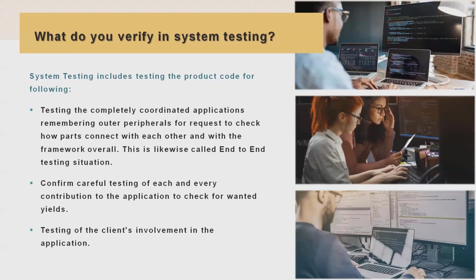It also confirms careful testing of each and every input to the application to check for the wanted outputs. Whenever we find defects, we have to report those defects to the business team, or even if we have some observations, we can inform the product owner or the business team so that they can take the final decision: is it really a bug, or is it just an observation, or can we ignore it accordingly. Testing of the client environment in the application is also a part of system testing.